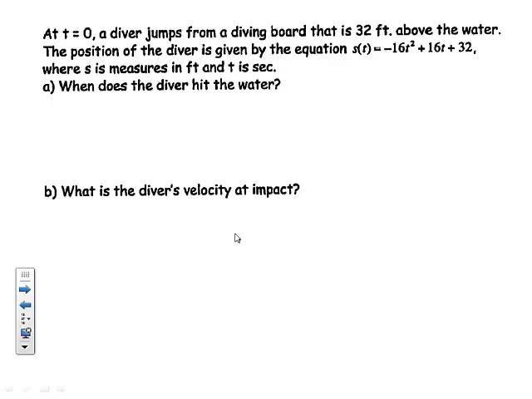So here's a question I'd like for you to try using the methods that we just talked about. See if you can figure out the answers to this question on your own, and we'll talk about it in class tomorrow. So good luck, and I will see you tomorrow.